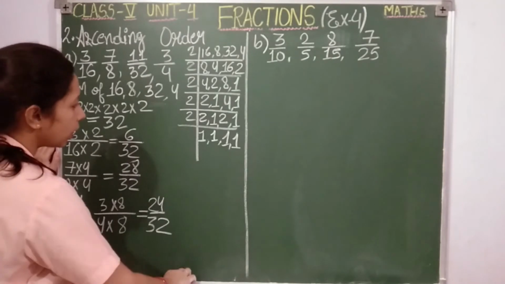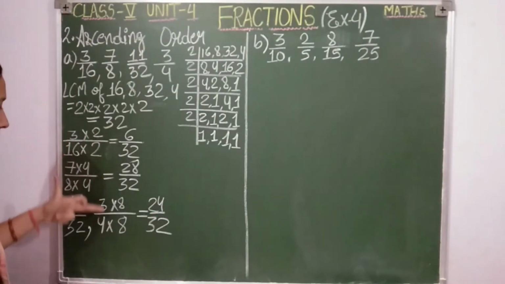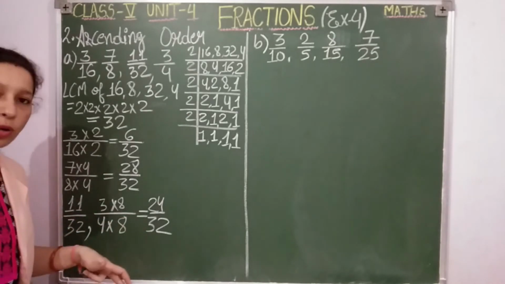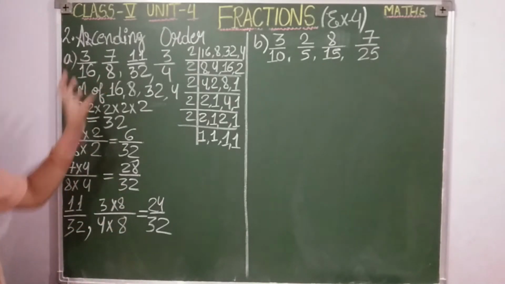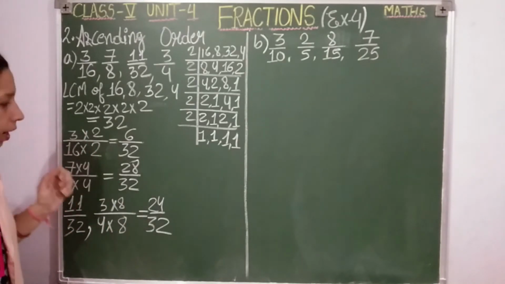Now students, you are going to write. Now see, they are like fractions or not. 6 by 32, 28 by 32, 11 by 32 and 24 by 32. Now you want to arrange it in ascending order. Means you have to write the smallest fraction to the greatest fraction.